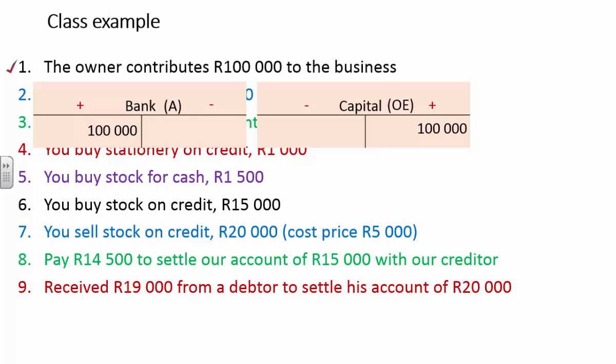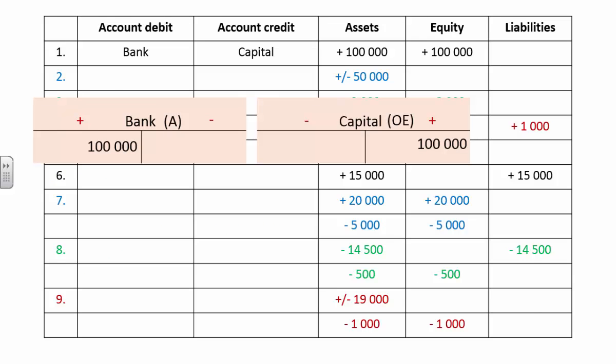We've debited the bank and credited the capital. For every debit we need a credit according to the double entry system. Let's go and fill this in on my accounting equation table. The account that I've debited is bank. The account that I've credited is capital.